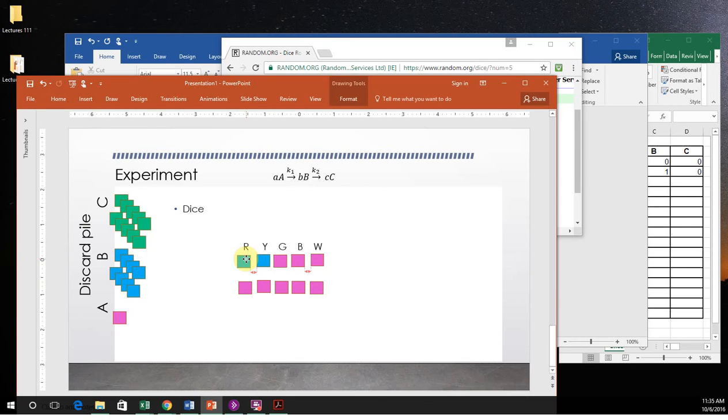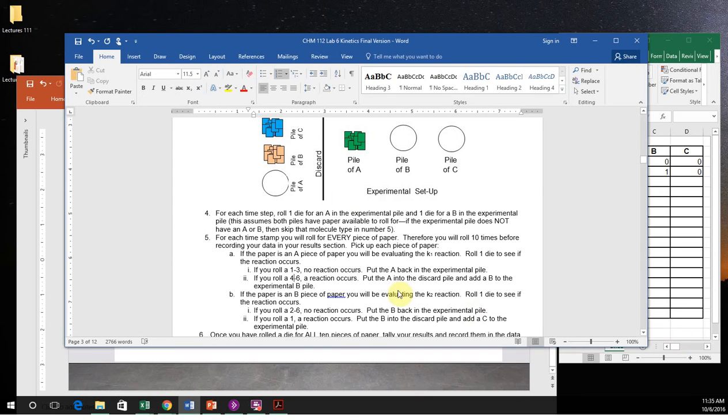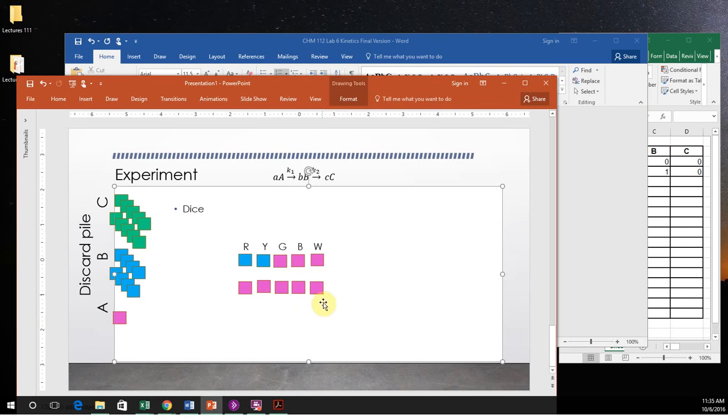Now, we evaluated the A, but we need to look at the B. The B, this is a 5. So what do the rules say about B? For a B, no reaction happened. 2 to a 6, no reaction. It only occurs with a 1. So no reaction. So now let's roll for our second timestamp.